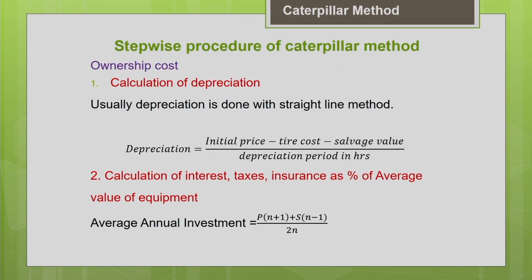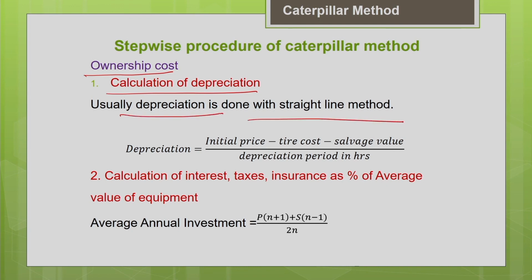Let us see now the stepwise procedure of the Caterpillar method. This procedure you can also find in the Caterpillar Performance Handbook, which is published by the Caterpillar Equipment Manufacturing Company. It's a very popular method. As we know, the ownership cost and operating cost are the two main components. Let us start with the estimation of the ownership cost. Under the ownership cost, we are going to estimate the depreciation first. In this Caterpillar method, we are going to adopt the straight line method for estimation of depreciation.